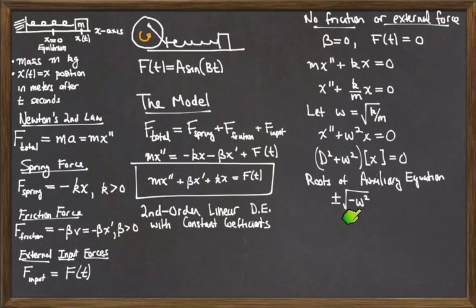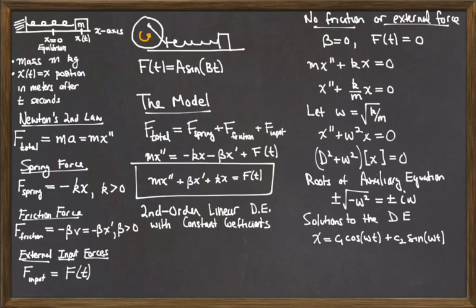Now, omega is a real number. Its square, therefore, is something positive, and therefore, under the radical, because of this minus sign, we really are seeing two imaginary roots. They are plus or minus i times omega. And this tells us that we should have trigonometric solutions, sinusoidal solutions. And in fact, the general solution is x equal to c1 times cosine omega t plus c2 sine omega t.